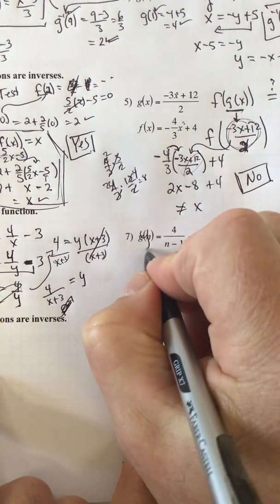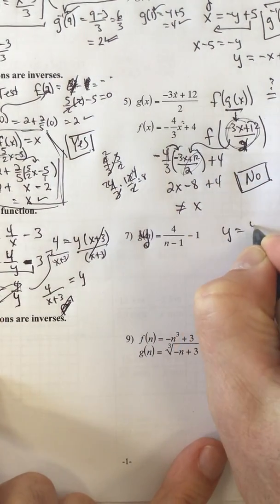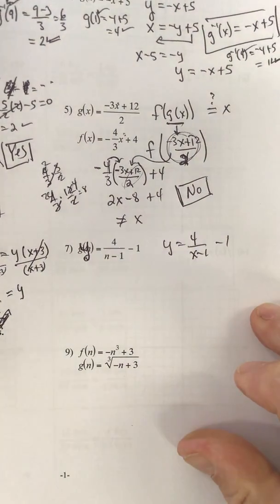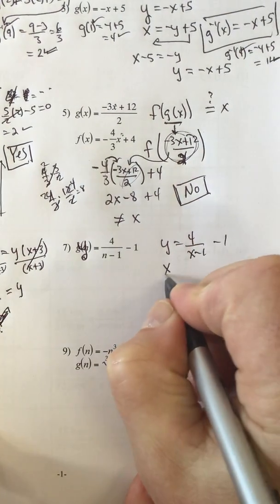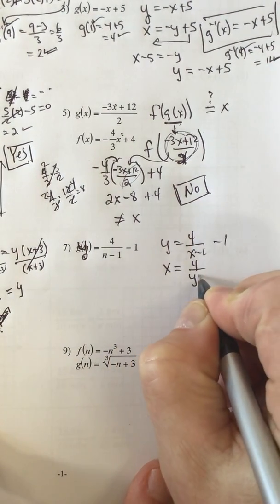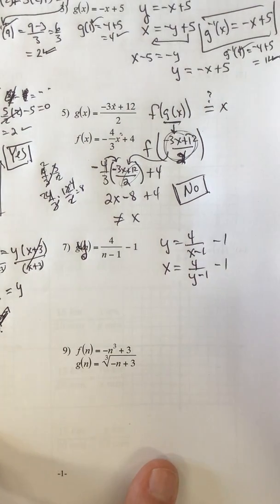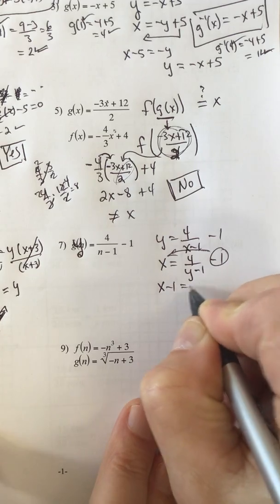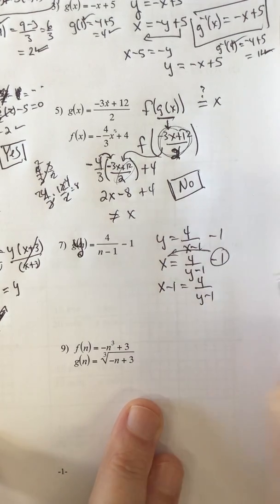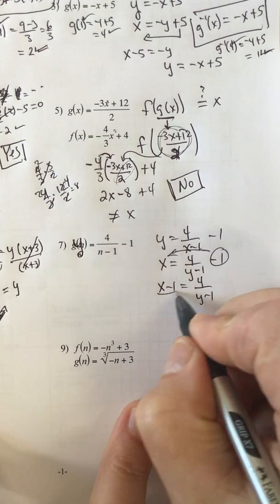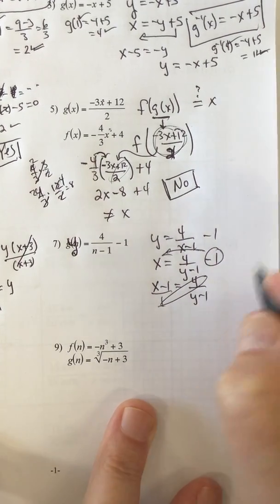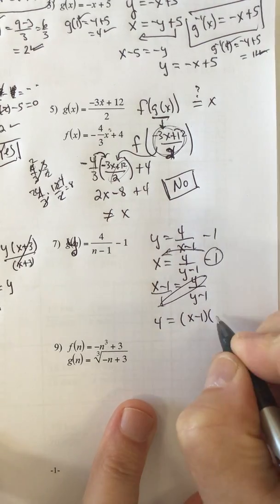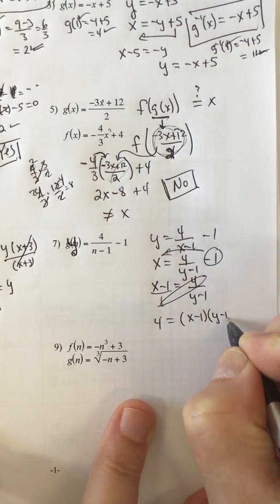Number 7, here already is the y, so it's y equals 4 over x minus 1, minus 1. Okay, first you replace x with y. X equals 4 over y minus 1, minus 1. I'm going to move the 1 to the other side, so I have x minus 1 equals 4 over y minus 1. All right, let's cross multiply that, so that's 4 equals x minus 1 times y minus 1.